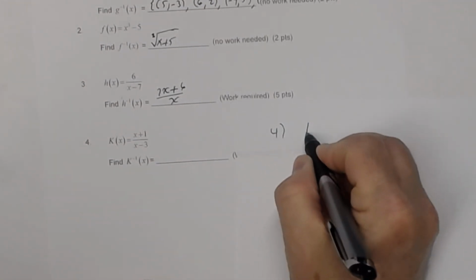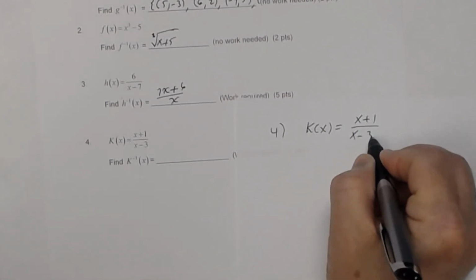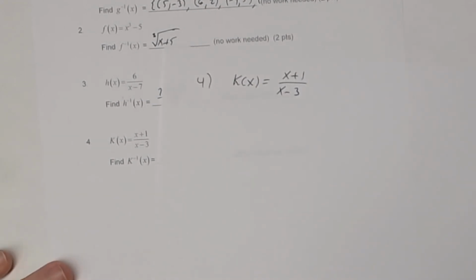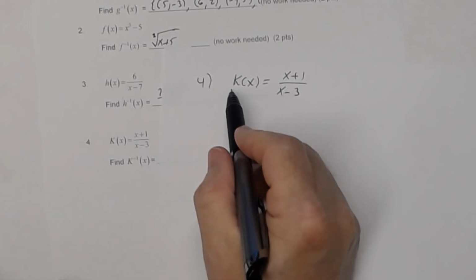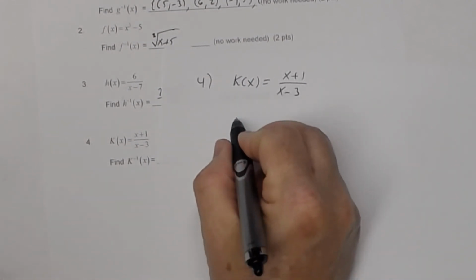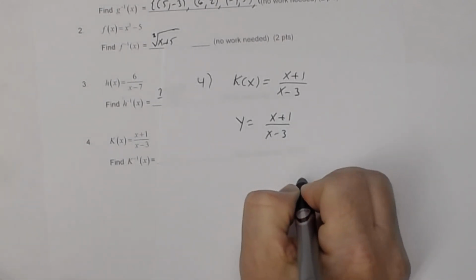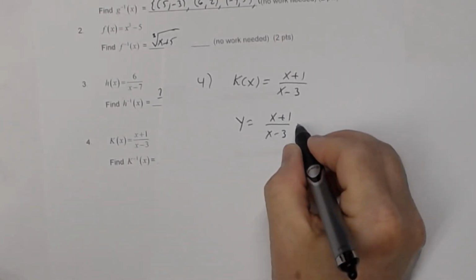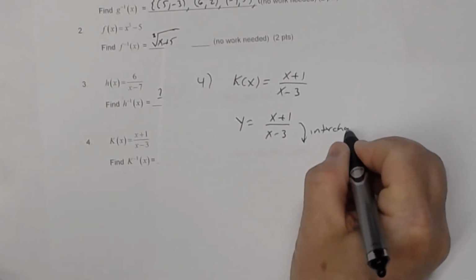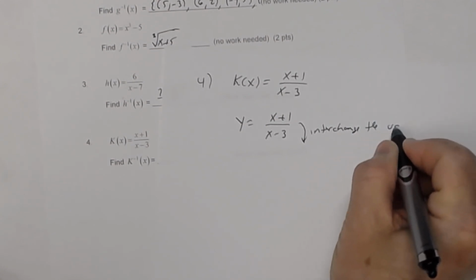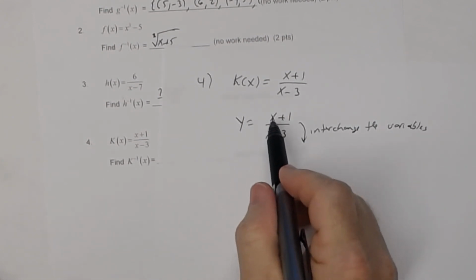In number 4, we have k of x is equal to x plus 1 divided by x minus 3. I want to find the inverse of this rational function. So first thing, step 1, is to replace k of x with y. So I get y equals x plus 1 divided by x minus 3. Then the next step is to interchange the variables, meaning y becomes x and x becomes y.